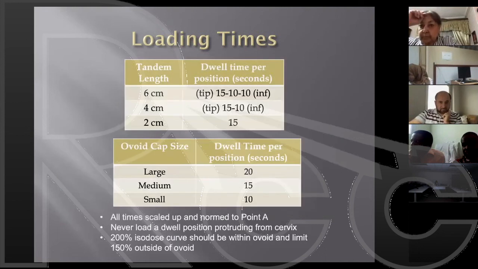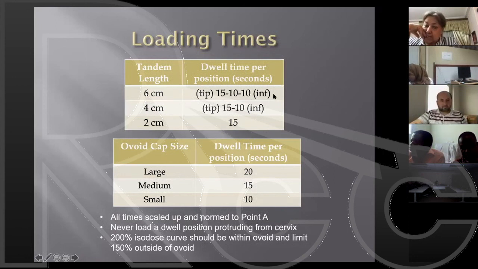Looking at loading times, a 6-centimeter tandem, like I mentioned, gets 15 at the tip and 10-10 inferior to that. 4-centimeter tandem, 15 at the tip. You divide that in half and give 15 in the upper half and 10 in the lower half. And a 2-centimeter tandem just gets 15 in the dwell positions. A 2-centimeter tandem is going to be pretty unusual. Most patients, I would say 6 centimeters, probably most common.